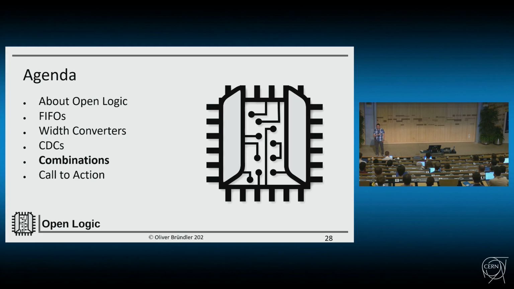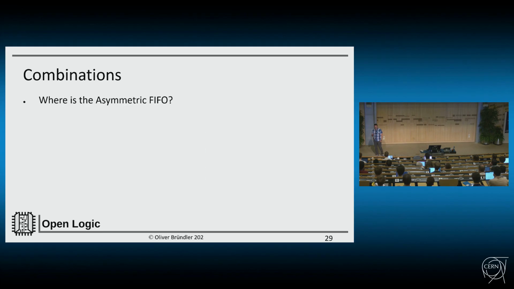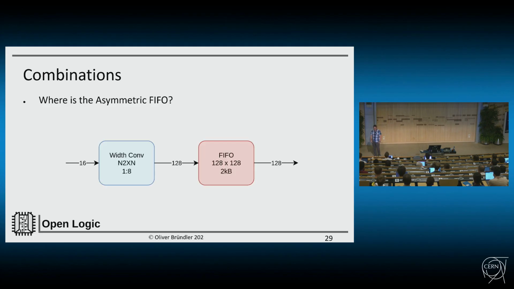Good. Now, how do you combine them? That's the main topic of the talk, actually. I got questions like, where is the asymmetric FIFO in Open Logic? There is none. You just combine things. You take a width converter and you put the FIFO after, for example.